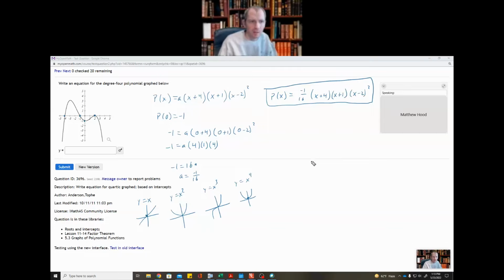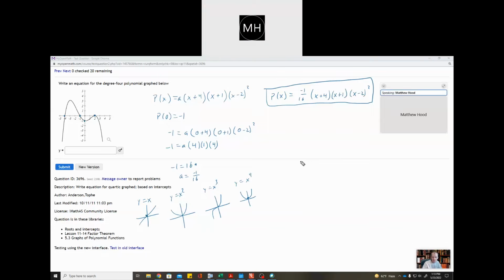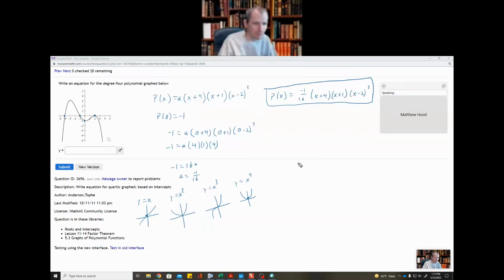Okay. Got it. Just like the last problem, if you were required to, you could FOIL all of this out, but there's nothing in the problem that says I'm required to write it one way over another, so I'm just going to leave it like that.